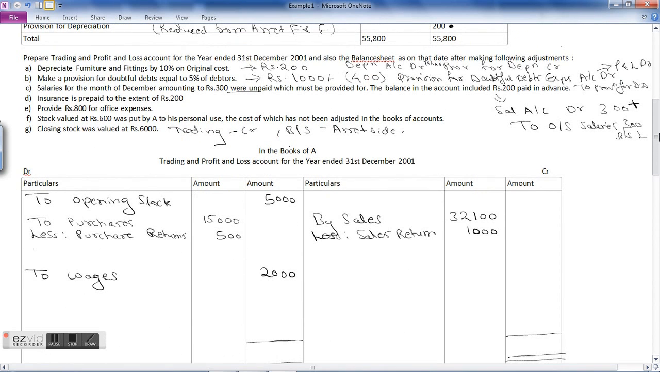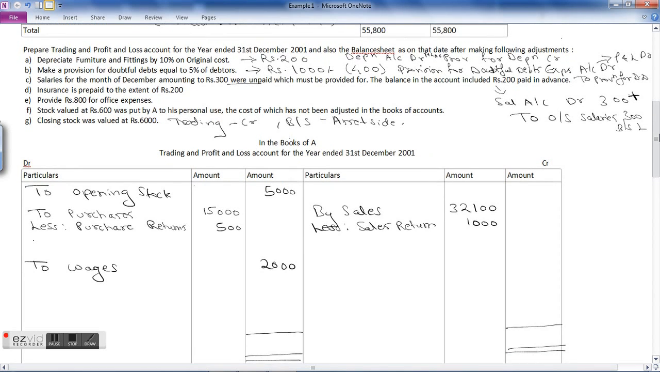Now the next one, the same adjustment, there is one more. The balance in the account included rupees 200 paid in advance. So there is some advance salary which has been paid of rupees 200. So your salary account has that balance. So the entry will be advance salary account debit to salary account. Since you are crediting your salary account, your balance in the salary account will get reduced.